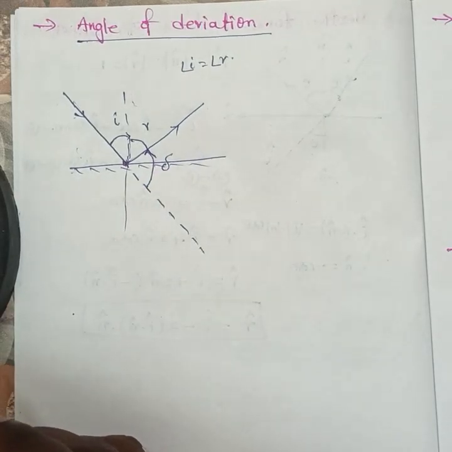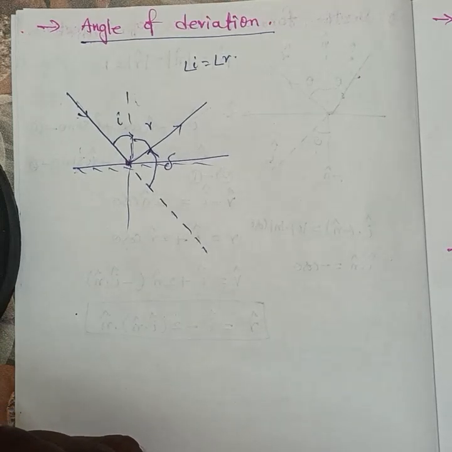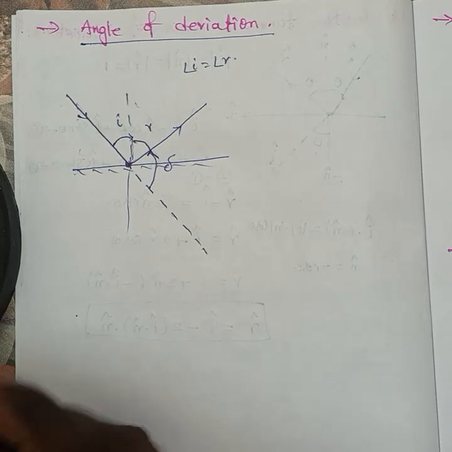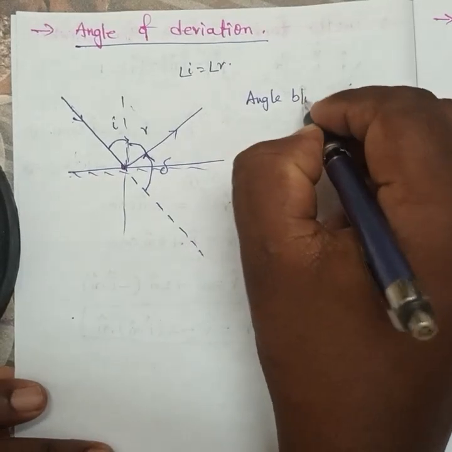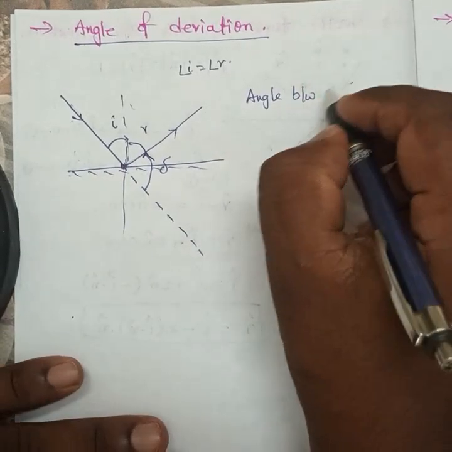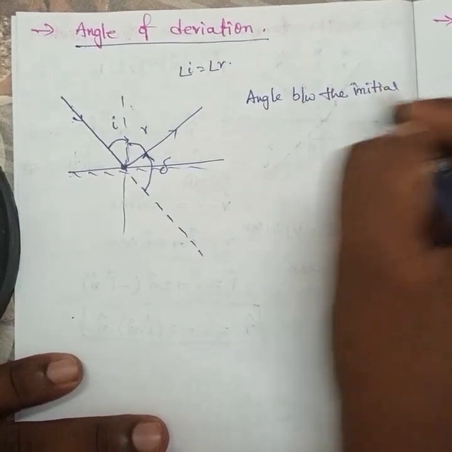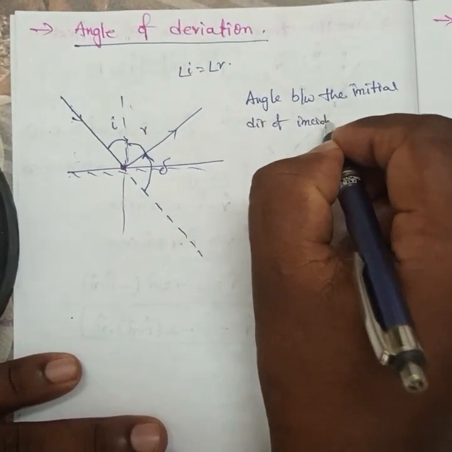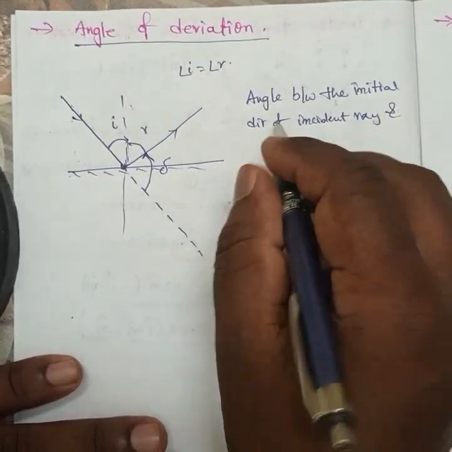Angle of deviation, in simple terms, is the angle between the initial direction of the incident ray and the final direction of the reflected ray. Angle between the initial direction of the incident ray, and the final direction of the reflected ray.